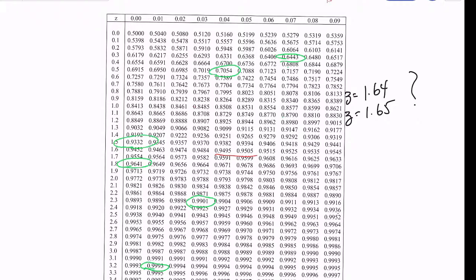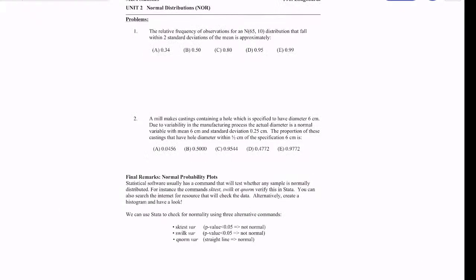Can we go back to the problem? Can you go back a little bit so we can try to see, please?